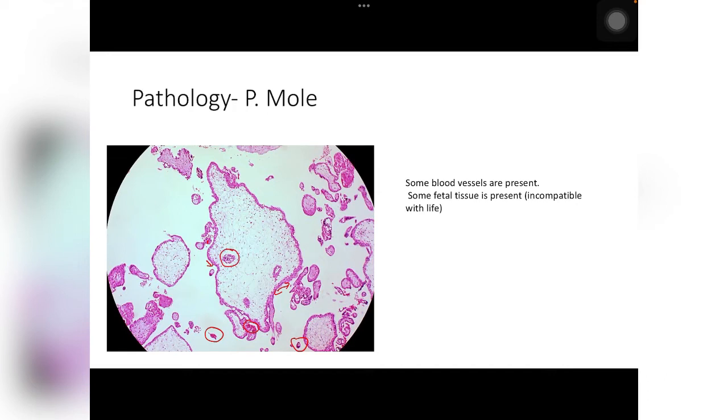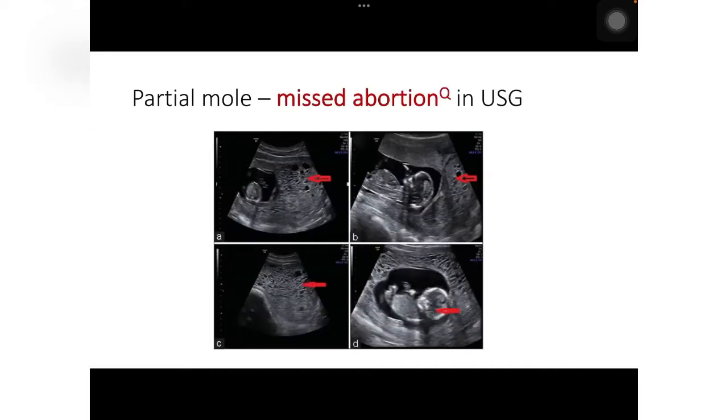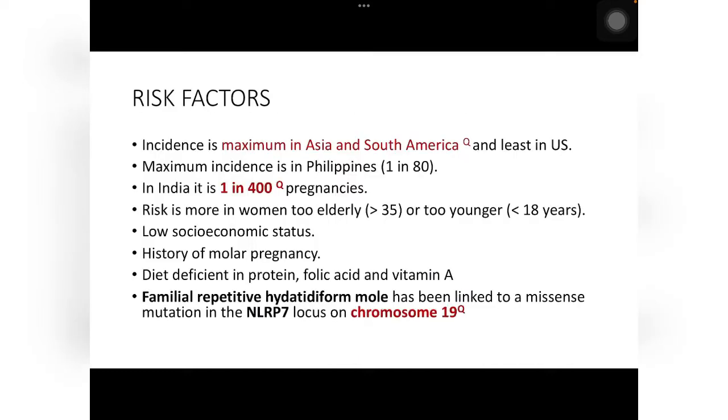villi structures. So coming to the USG picture, it's going to resemble mostly a missed abortion. Most of the time the cardiac activity is going to be absent and you can see the hydropic change in the placenta. So a partial mole usually resembles a missed abortion. So what are the risk factors? Who develops this molar pregnancy? We have to know about this also.